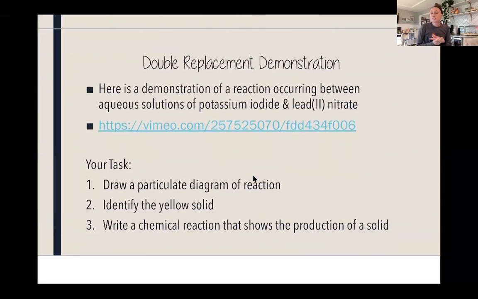I'm going to show you a really quick demonstration of a double replacement reaction that happens between aqueous solutions of potassium iodide and lead 2 nitrate. We're going to watch it. You can make some observations about what happens. Actually, I'll just go ahead and play that for you now, and then we'll talk about what you should do with it.